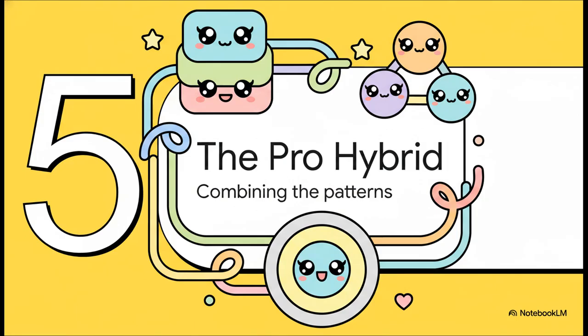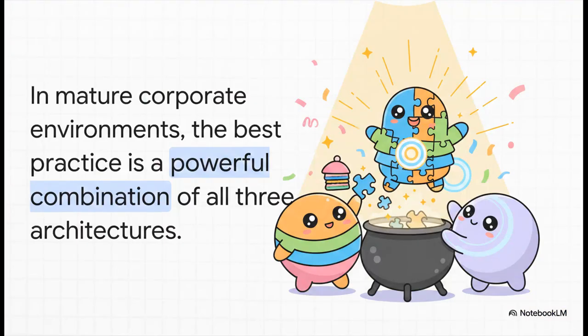So what do the pros really do? In mature, corporate environments, the secret isn't about picking just one. The most effective, powerful solution is actually a hybrid that combines the strengths of all three. And honestly, this is the key takeaway of this whole explainer. The best practice in high-level engineering isn't about choosing one over the other. It's about a really smart synthesis that gives you the best of all worlds.